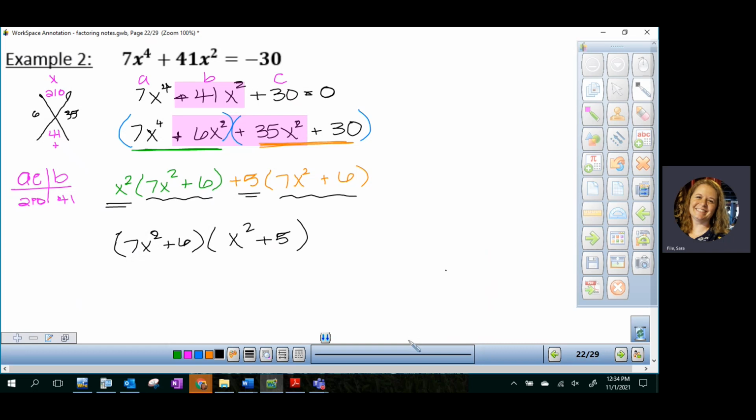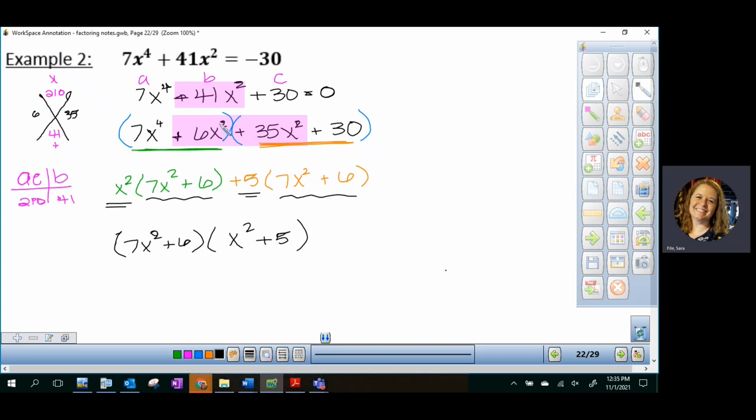All right, you might still be working, but I'm going to go ahead and show this because I just want to make sure we get through it. I did this by grouping. I replaced the 41x squared with 6x squared plus 35x squared. See, that's highlighted, that substitution I made. Then I created the 2 sets of parentheses, the 2 groups, and the GCF was x squared here. GCF was 5 here. And what was left in both was 7x squared plus 6.